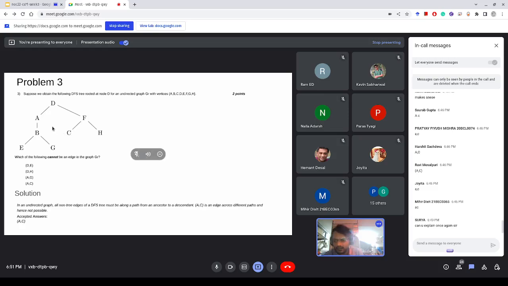Similarly, A and G can also be an answer, but if you look at A and C, if you connect, let's say, A and C in this graph itself, then what happens is you start with D, then A, then complete this whole lower tree B, E, G, and then you move to C. So basically C comes as a descendant of A. You do not go back to D without finishing up all the descendants of A.